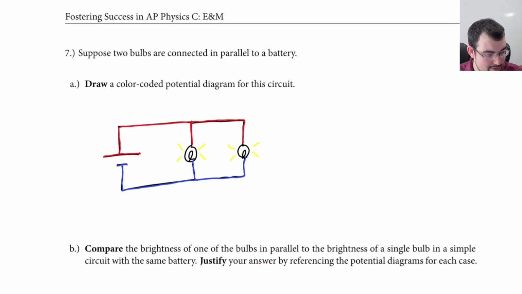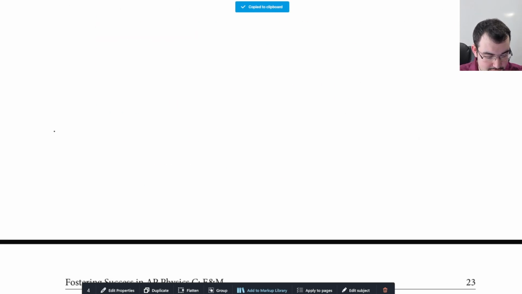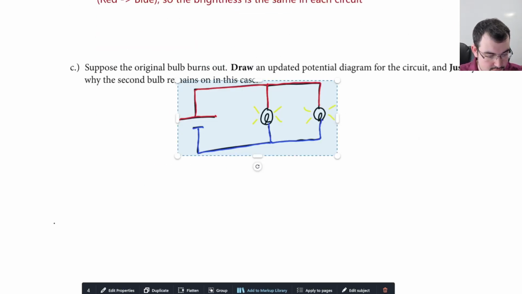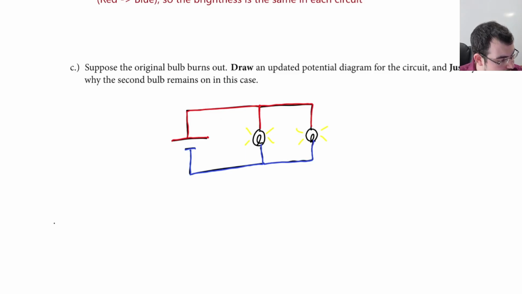So now let's show what happens when one of the bulbs burns out and why this is different than the series case. Okay, so this one's easy to remove. We can just do that. And that's literally the only adjustment I have to do.